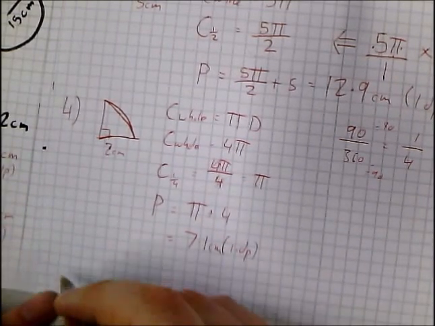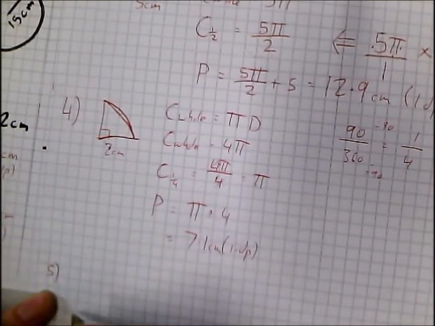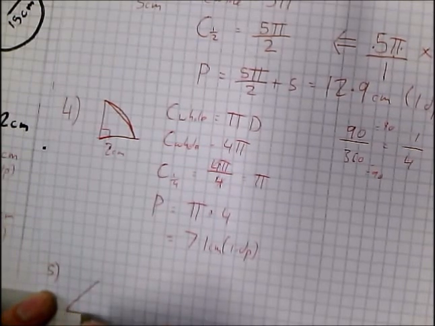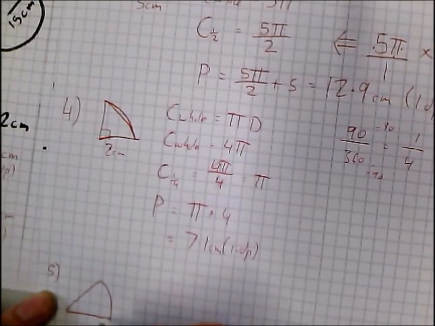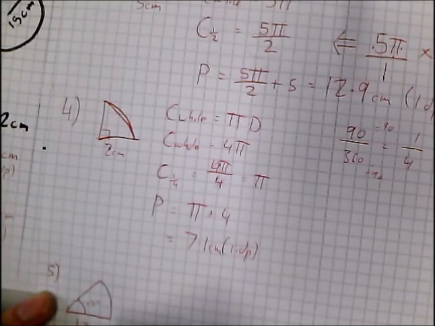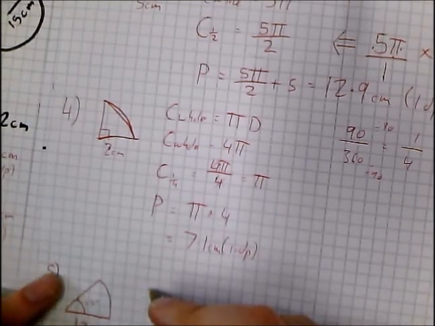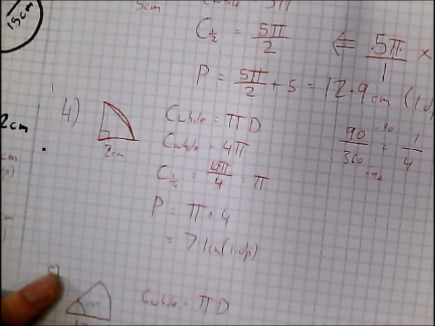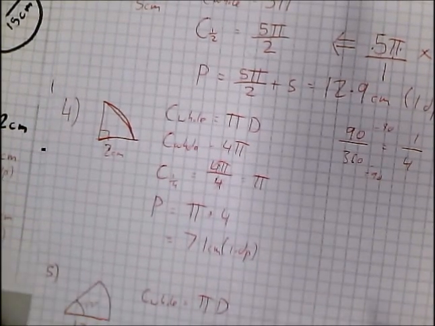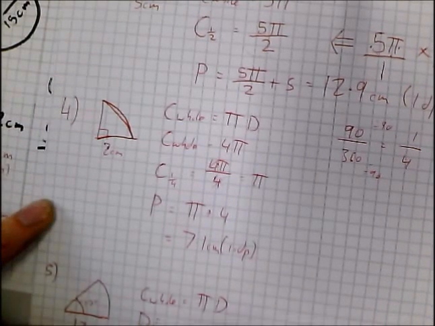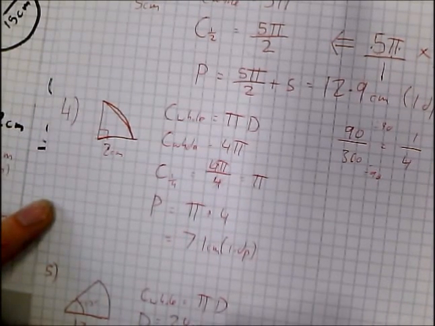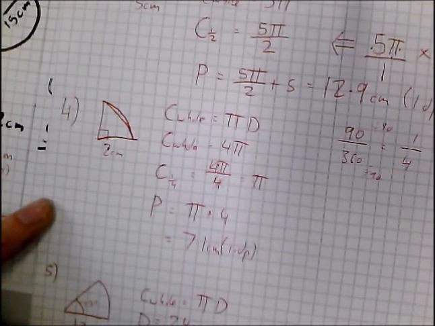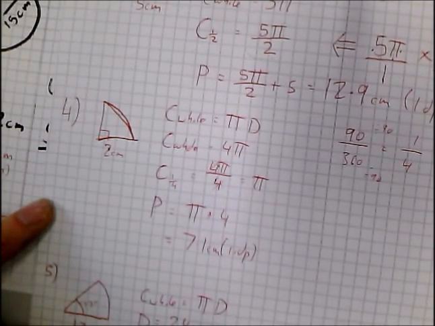Centimeters. And last one. Okay, so I've got an internal angle of 12 degrees. It's a 12 centimeter radius. So C whole equals pi times diameter. The diameter is 24. Beg your pardon, so C equals 24 pi.